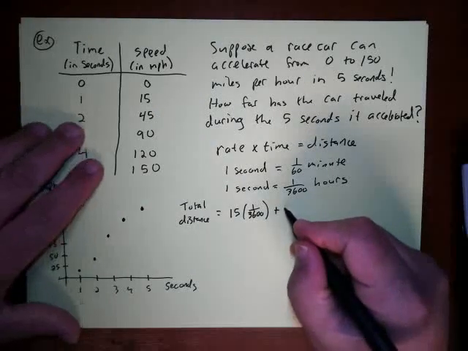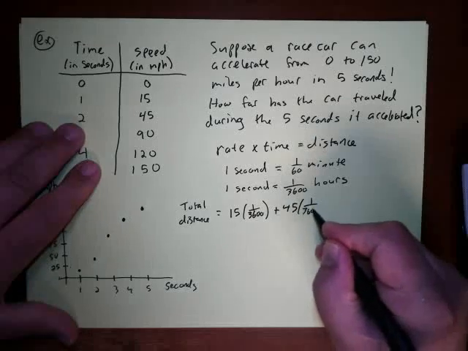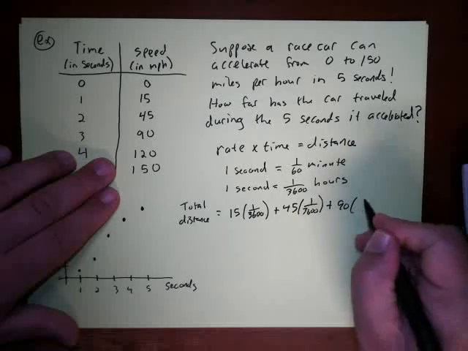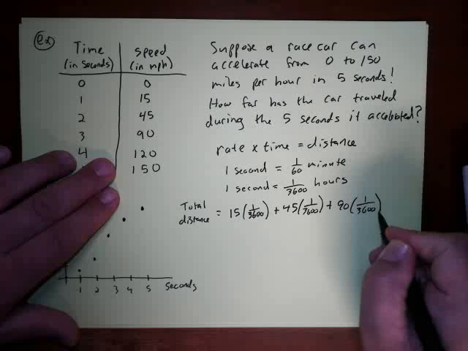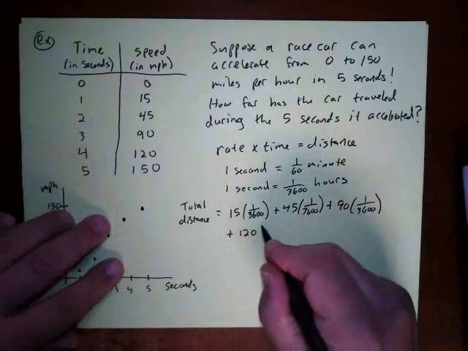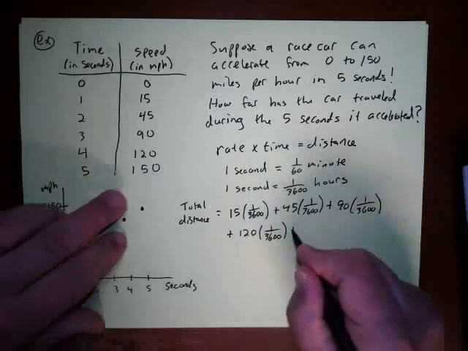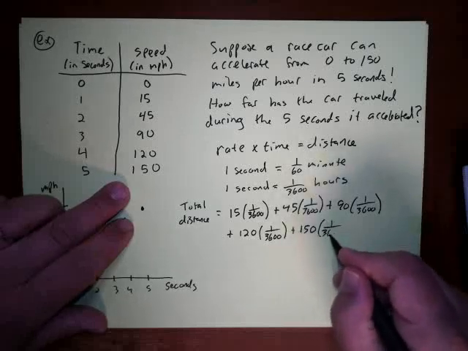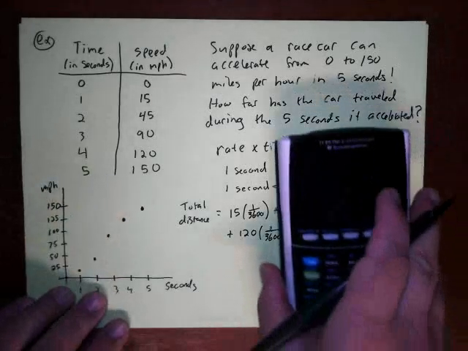And then for the next second we went 45 miles per hour for this fraction of an hour. And then for the next one we went 90 miles per hour for this fraction of an hour. And then I'll continue it down here. Then I went 120 miles per hour for this fraction of an hour. And then I went 150 miles per hour for this fraction of an hour. Right? And then you can multiply those all together.